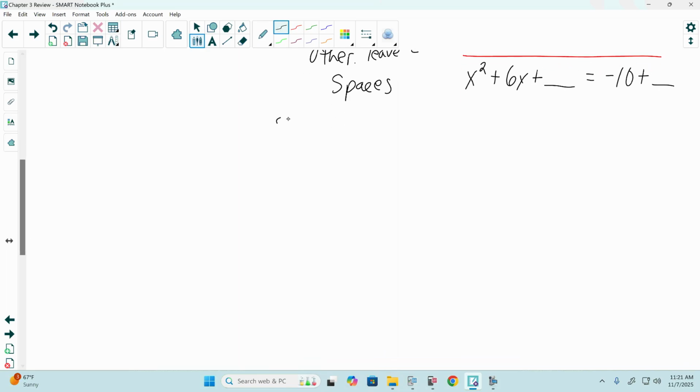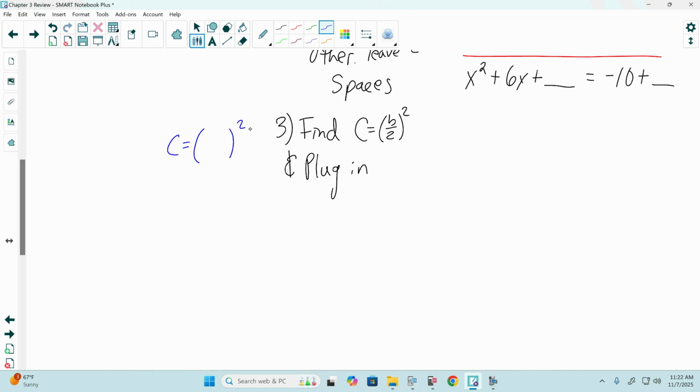Step number 3. Find c, which is equal to b over 2 squared, and plug in. Now, I would definitely do this either off to the side or all the way at the bottom of the page. I'd do it somewhere where we're not going to end up immediately writing over the top of it. So I'm going to place mine over here. If I were you, I'd place it at the bottom, somewhere where our solving steps aren't going to get in the way of it.